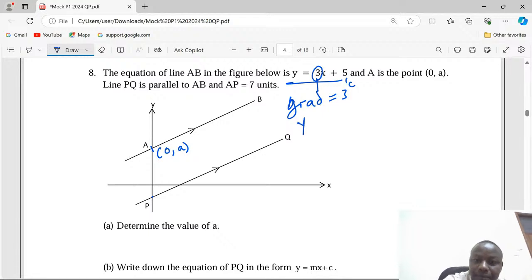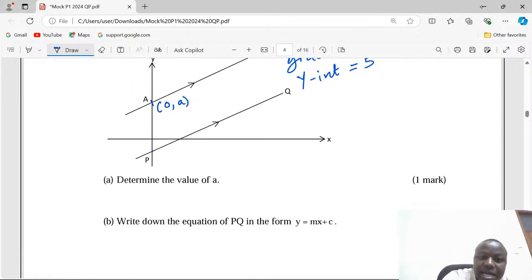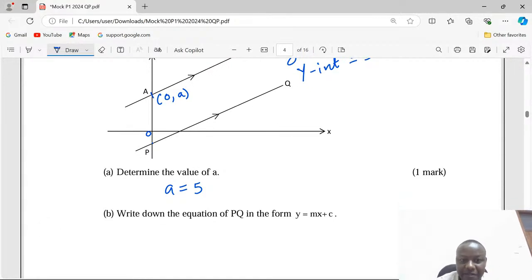So the y-intercept for the line AB is equivalent to 5. Now, the y-intercept being 5 means that where A is, at the y-intercept, the value of y is 5 at that point. So we can say that a is going to be 5. A being 5 means that from the origin, there are 5 units to A.